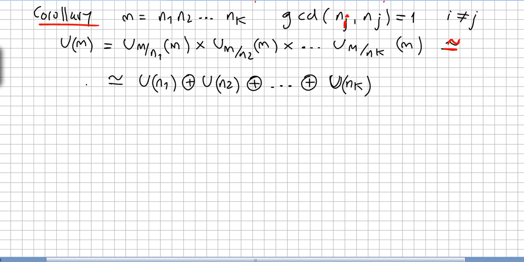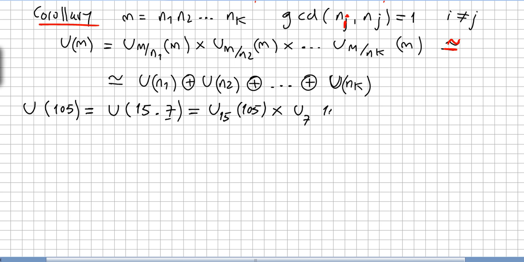A quick example for this. Let us say U of 105. So U of 105 is going to be U of 15 times 7, right? So that is, according to the theorem, the units 15 of 105 times the units 7 of 105. And that is what?